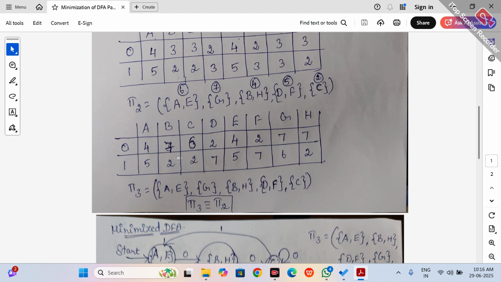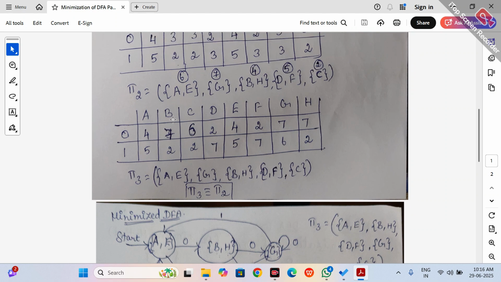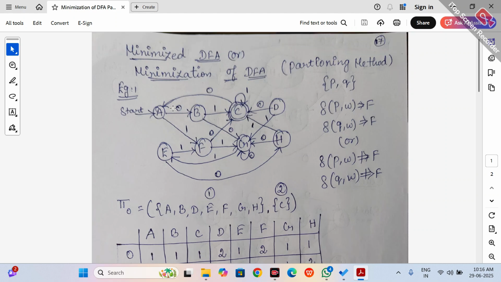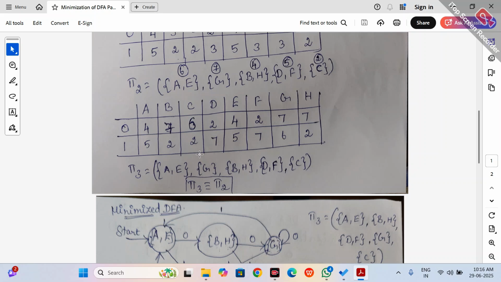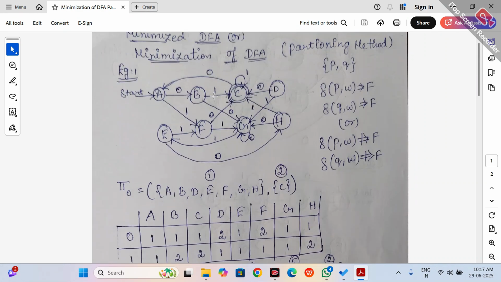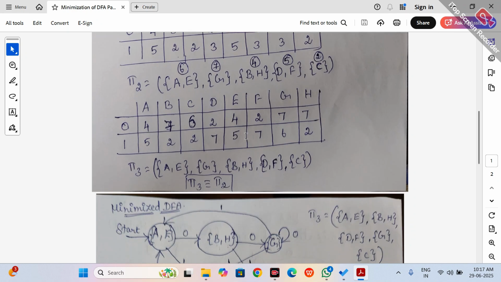So again we have to draw the table for this partition, this equivalence. Input 0 and 1 in the row, and states A, B, C, D, E, F, G, H. For state A, similarly we check the transition diagram. For input 0 and 1, it goes to B and F. B is in fourth group, F is in fifth group, so 4, 5. Next for state B, input 0 goes to G and 1 goes to C. G is in seventh group and C is in second group, 7, 2.